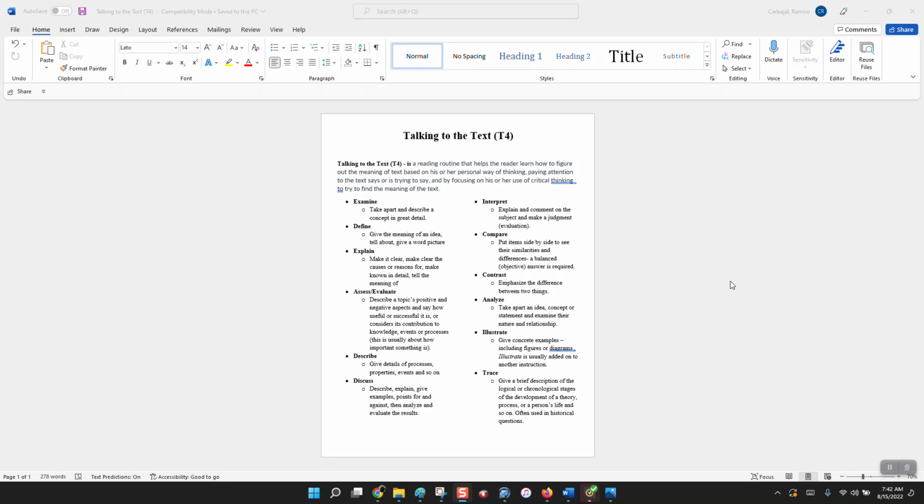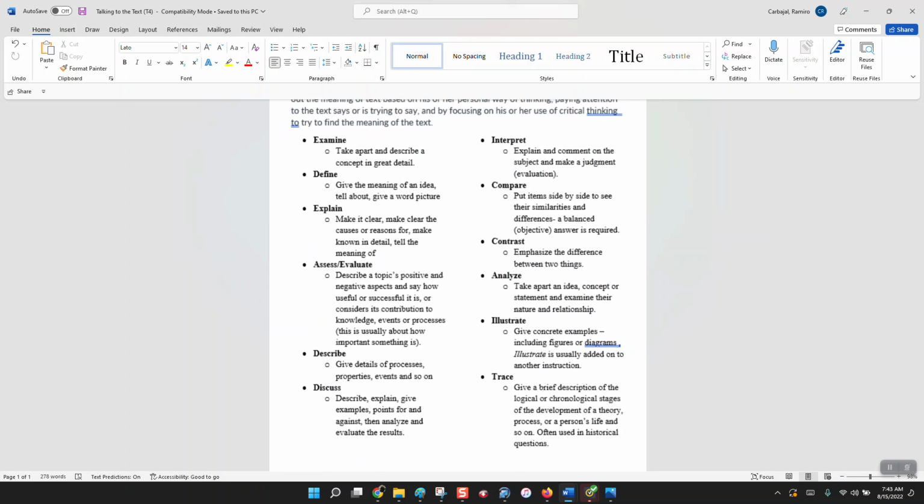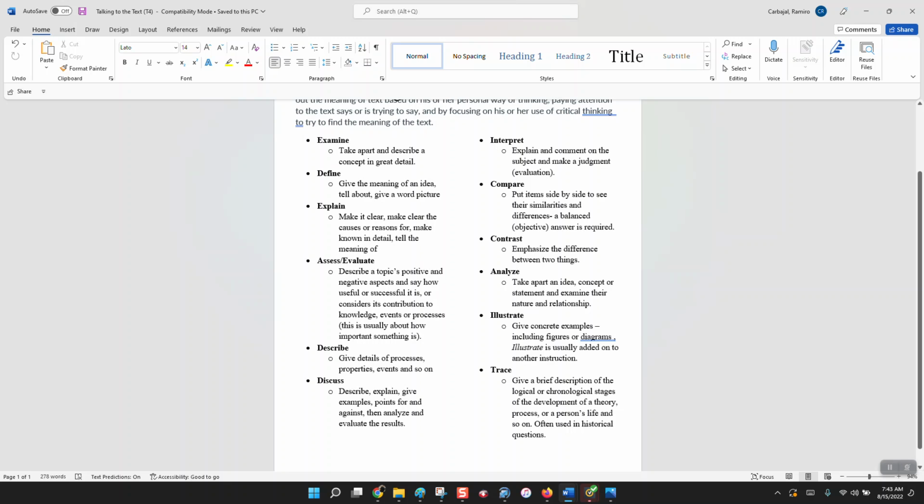So there are many different examples of what you could do in terms of a T4 entry. Here are the examples. You could examine something, take something apart, describe something with detail. So if you are reading and there's something that you understand, you want to put a little dash to the right and then write a quick little description of it. That is you processing that information.